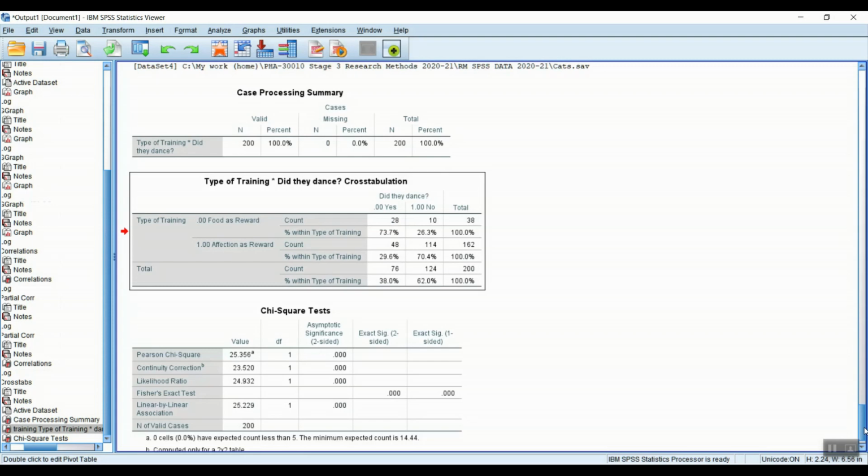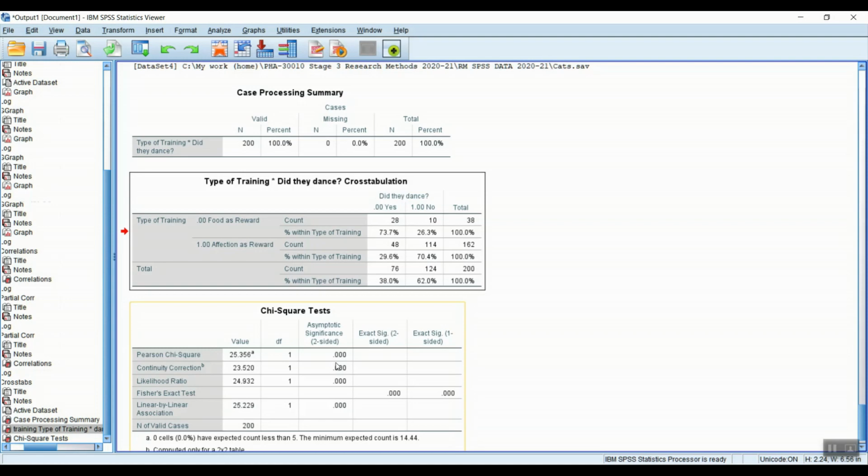And if we look down to the statistics, we can see the Pearson chi-squared value is 25.3. The significance level is less than 0.001, which SPSS just indicates by writing 0.000. So in summary, when food was used as a reward, most cats would dance, but when affection was used, most cats wouldn't dance. So what the chi-squared statistic is doing is seeing whether the two variables are independent of each other.